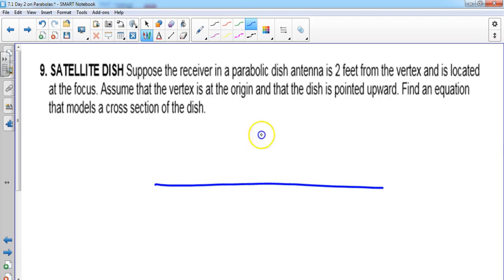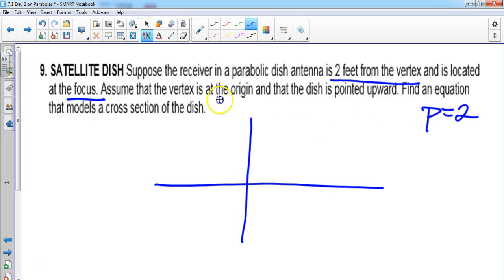So this says, suppose a receiver in a parabolic dish antenna is 2 feet from the vertex and is located at the focus. What is that telling us? That 2 feet from the vertex is the focus. The distance between the vertex and the focus is 2. Okay, assume that the vertex is at the origin and it's pointed up. Okay, P is 2. Write the equation for me.